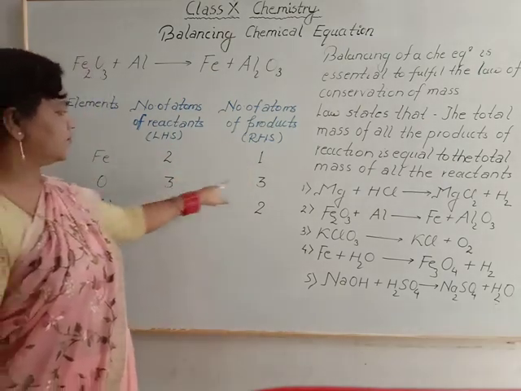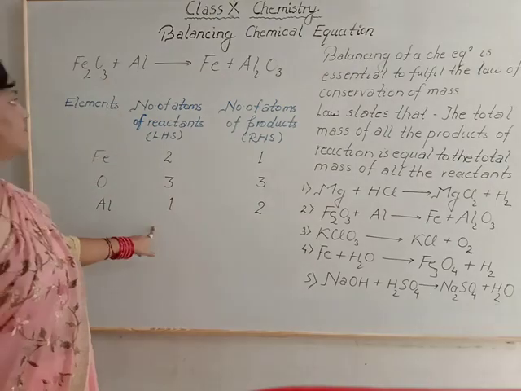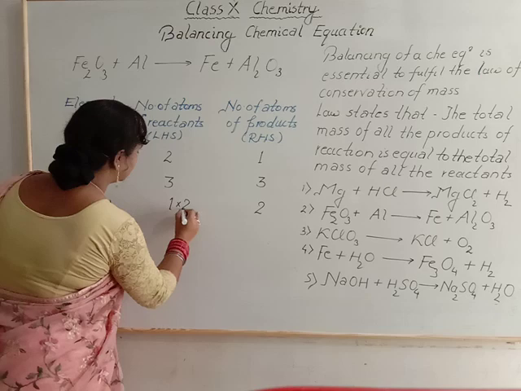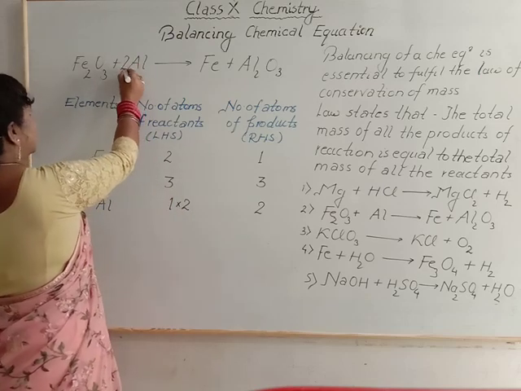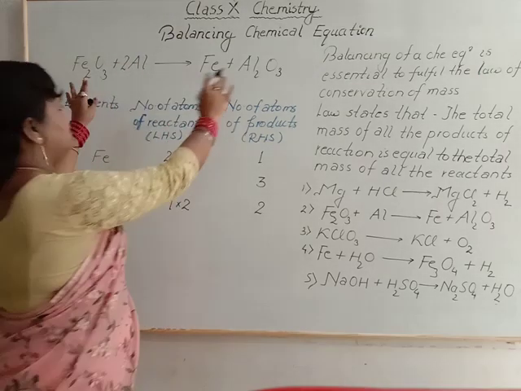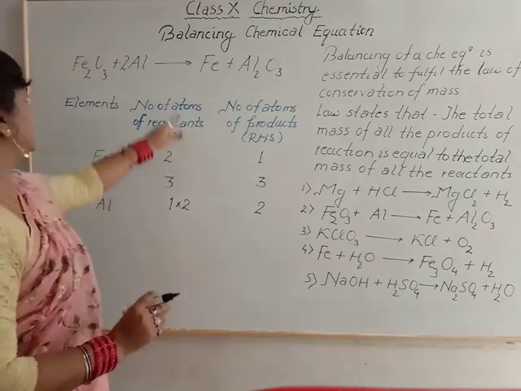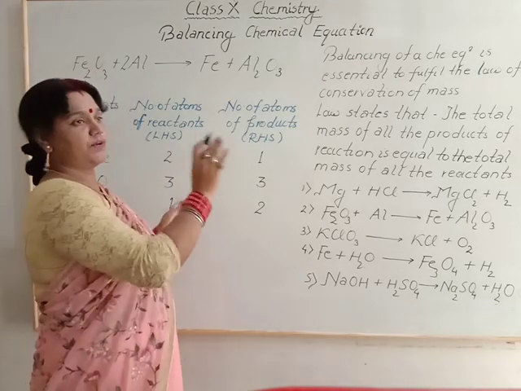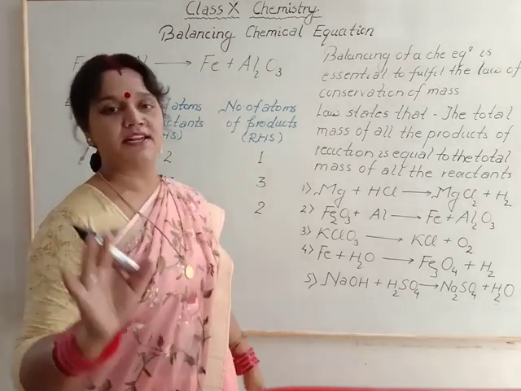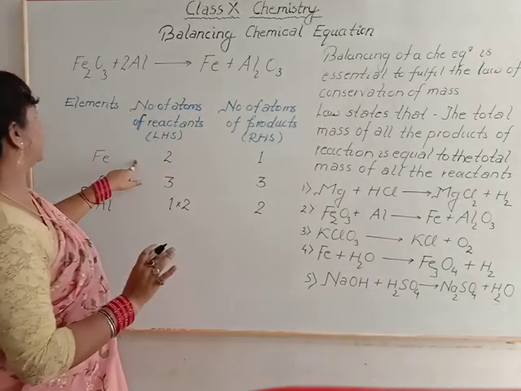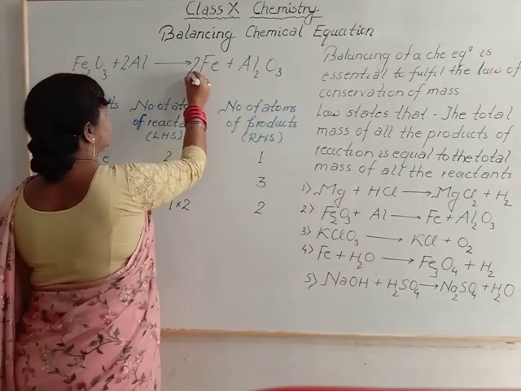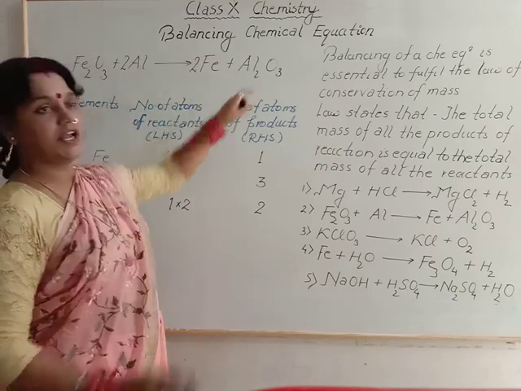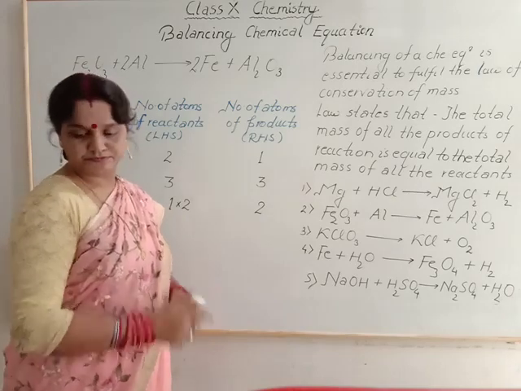Here oxygen is 3, so oxygen is balanced, and aluminium here is 1 but here 2. So if you write 2 here, it will be balanced. Aluminium is now balanced. But here you can see that iron is still not balanced. So this is known as a partially balanced equation. Now for balancing iron, what you have to do? You have to write 2 here. Now you can see that iron 2, aluminium 2 and oxygen 3. Now this equation is balanced.